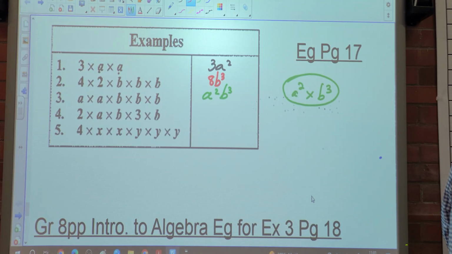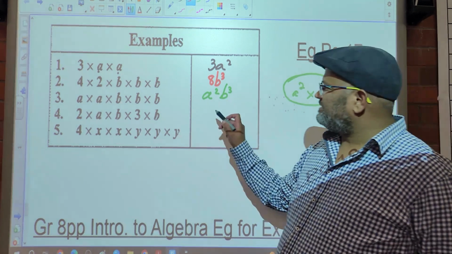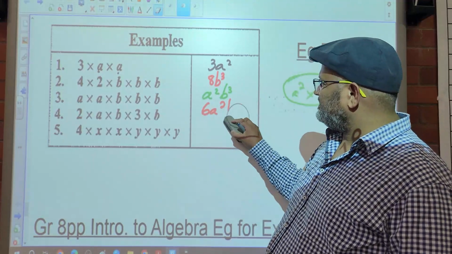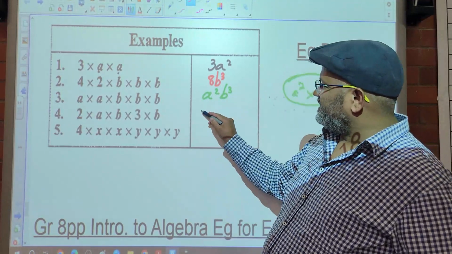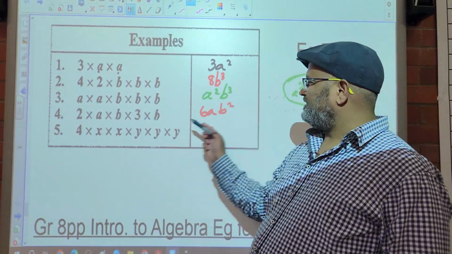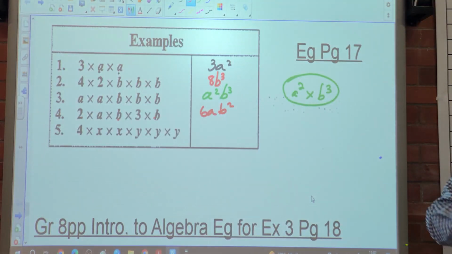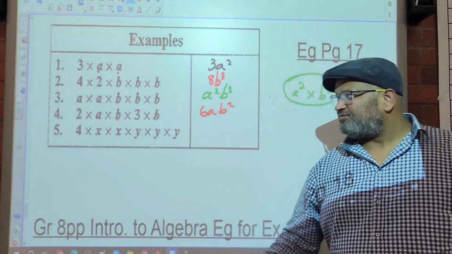Number 4. 2 times a times b times 3 times b. 6, yes? 6ab squared. You all agree with that? Yes, sir. Well done. No? I'm not writing the right thing. 6ab squared, as there are 2 b's being multiplied. Nice, well done. I'll give you a few seconds with number 5.